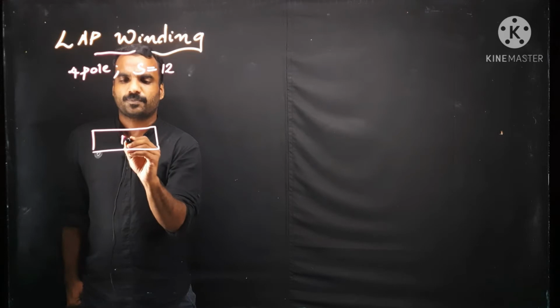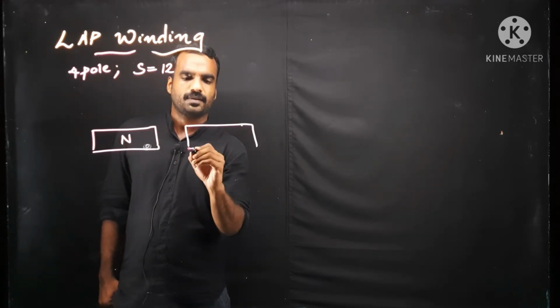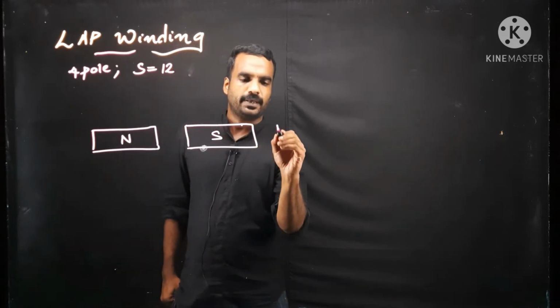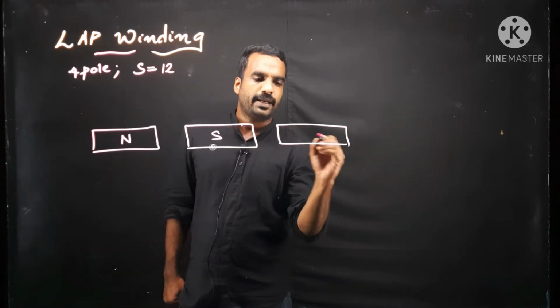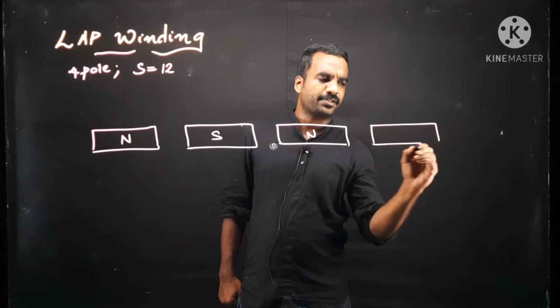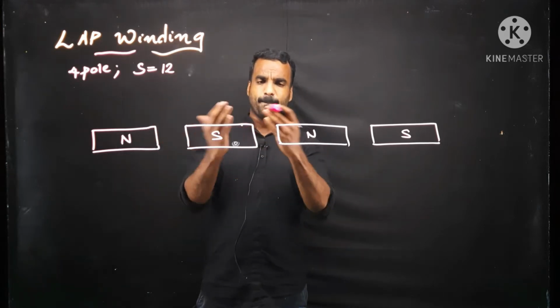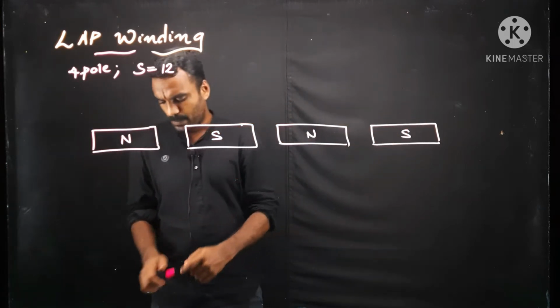We are having 4 poles: north pole, south pole, again one north pole and south pole. So it is in a linear fashion. We are drawing in a linear fashion. The cylindrical machine is opened and placed on a paper.